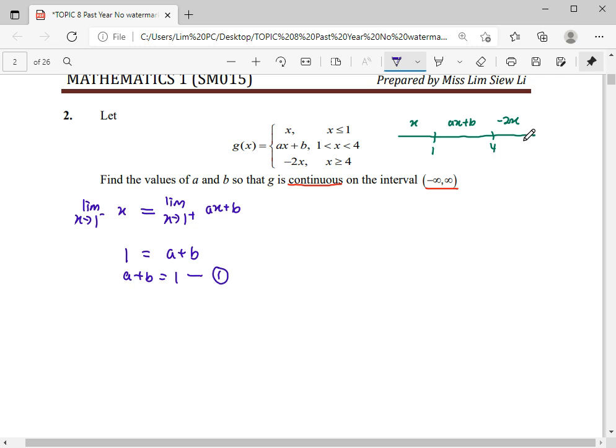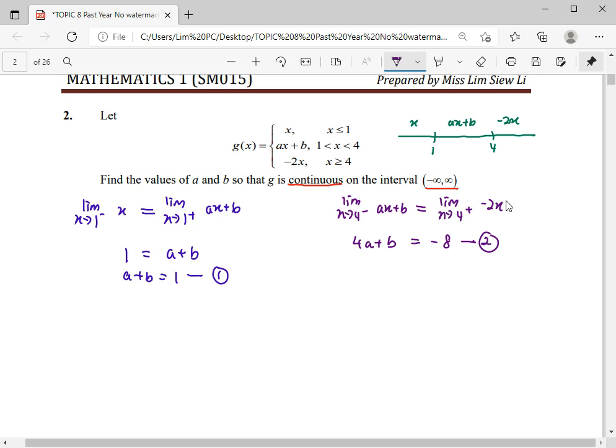So for the second piece of information, we can use x equals 4. When we have an interval changing our function, it means at this point they have to be continuous. So I have to make the limit when x approaches 4 from the left hand side, which is ax plus b, equal to the limit when x approaches 4 from the right hand side. Okay, so we attempt our limit. We substitute 4 inside, 4a plus b. On the other side we substitute our 4, negative 8. So this is our equation 2.